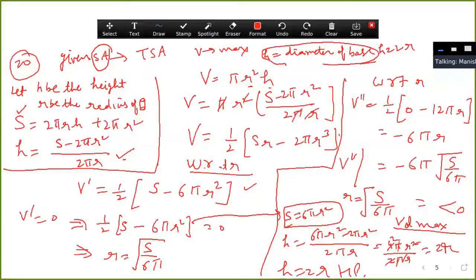This is question number 20. I hope you can understand how to do the questions by applying the second derivative method. These are very good questions.